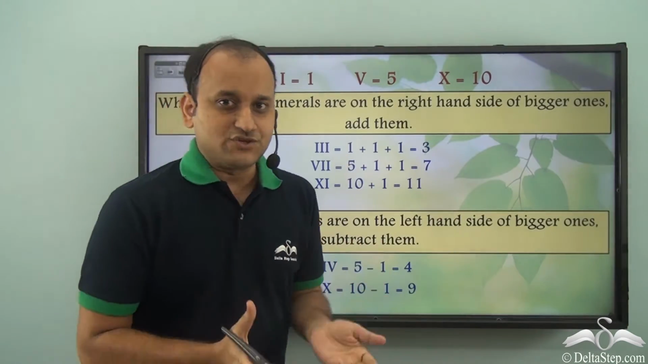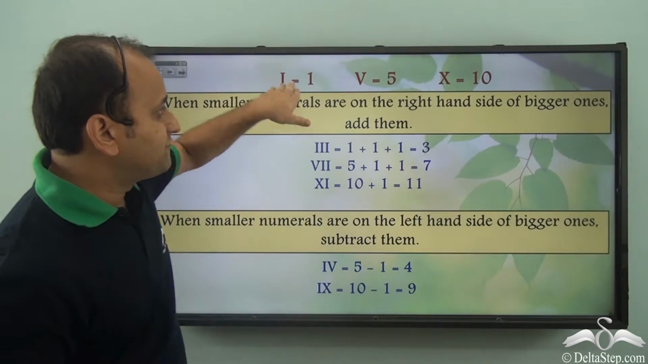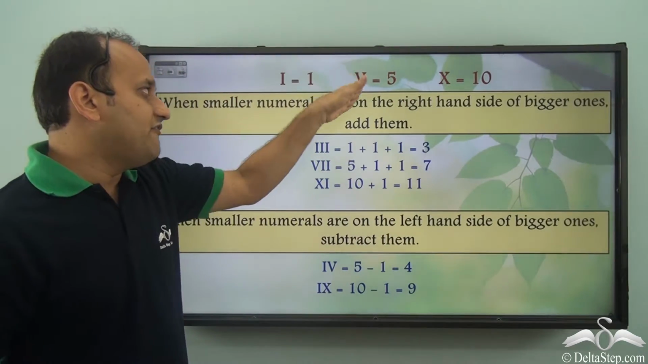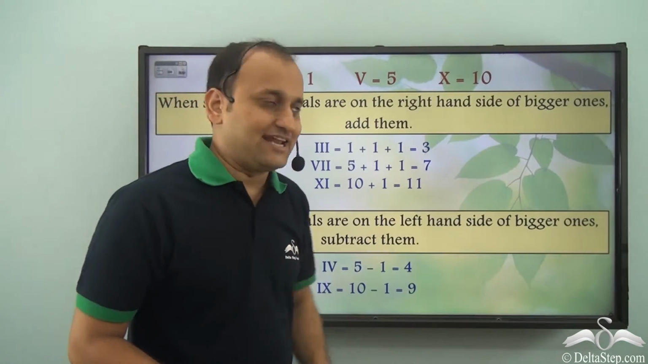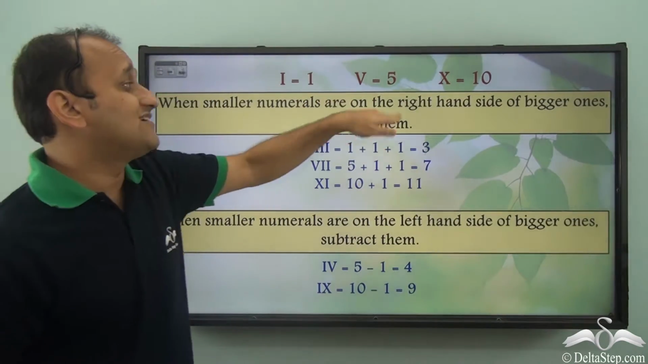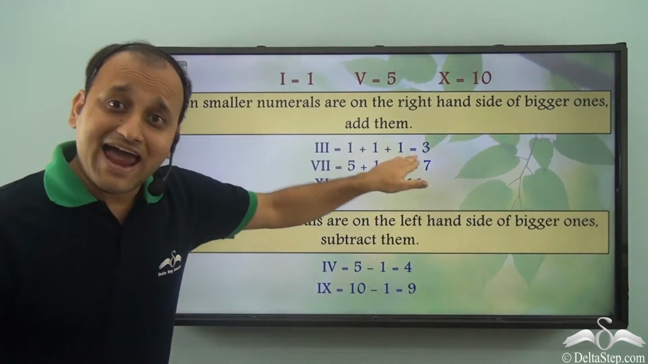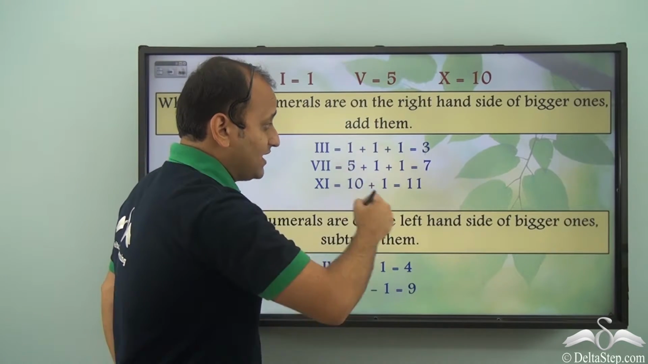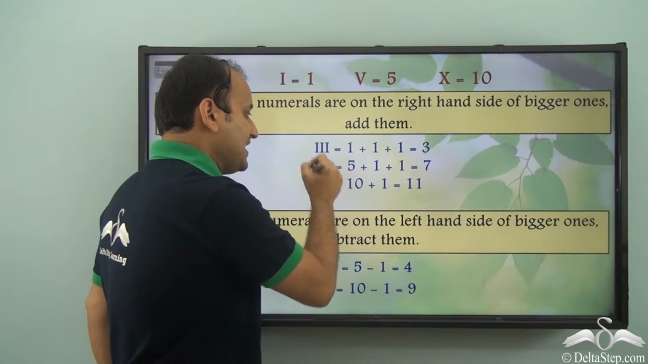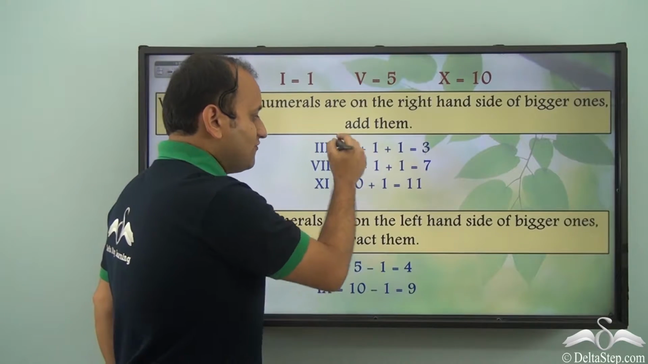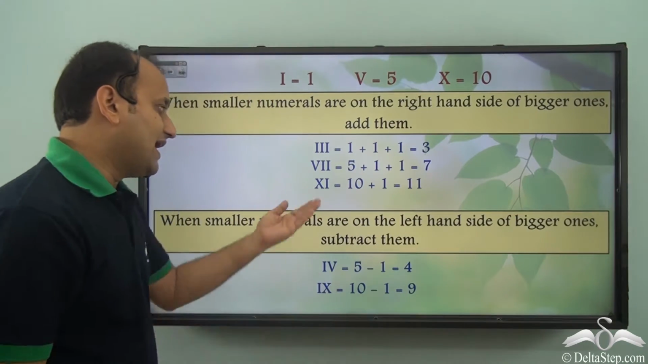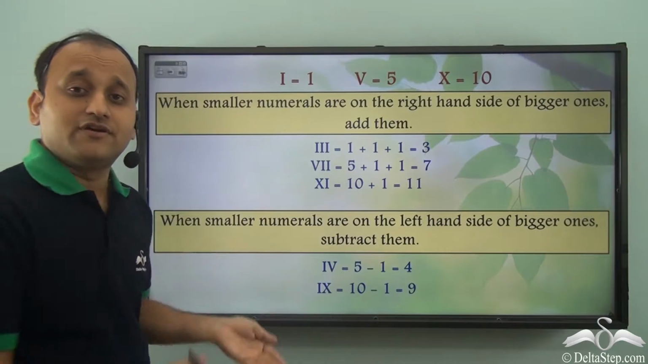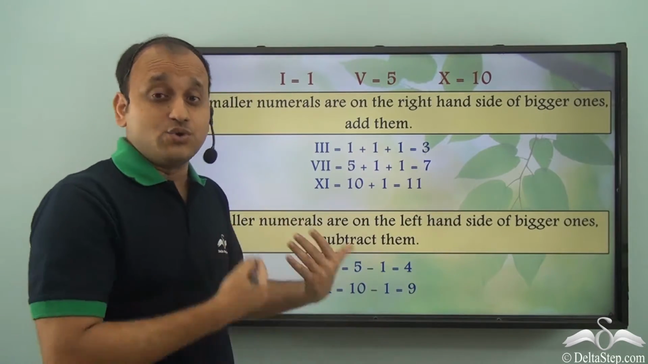So what are the rules which we saw here? Well, first of all, we know that the first three symbols in Roman numerals are I, V and X. I represents 1, V represents 5 and X represents 10. Also, when smaller numerals are on the right hand side of bigger ones, add them. As you can see, in this case, I plus I plus I, that is 1 plus 1 plus 1 is 3. V, I, I, that is again we have to the right. So 5 plus 1 plus 1, that is 7. And then 10 and 1, 10 plus 1, that is 11. So when you have smaller numerals to the right of larger numerals, you add them.